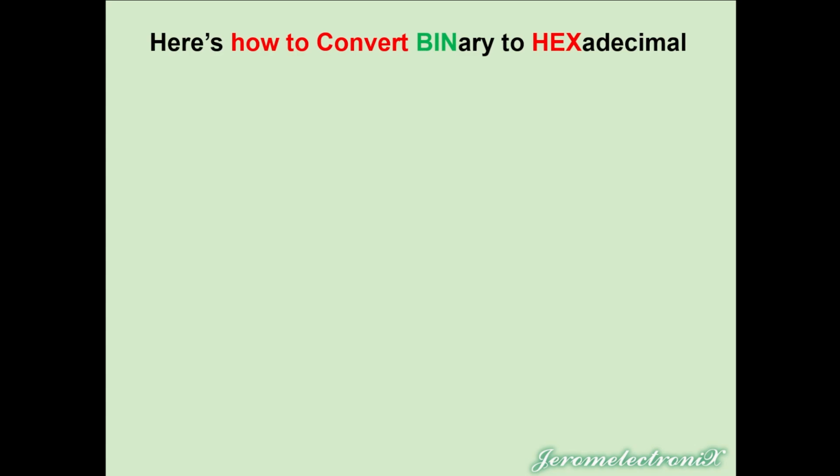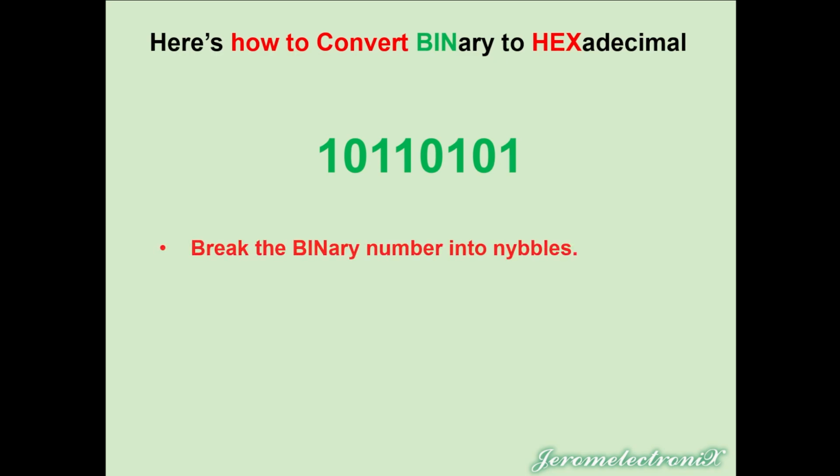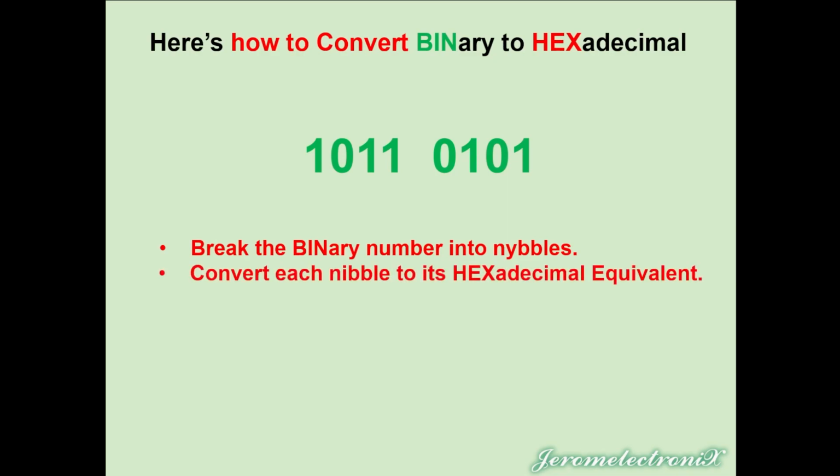Okay, so let's get us a binary number. I'm going to use a full byte of a binary number. Here it is, some random binary number. We're going to break this binary number, just put a little space between them, and break it into nibbles. So we've got 4 digits, 2 sets of 4-digit numbers. Okay, we're going to convert each nibble to its hexadecimal equivalent.